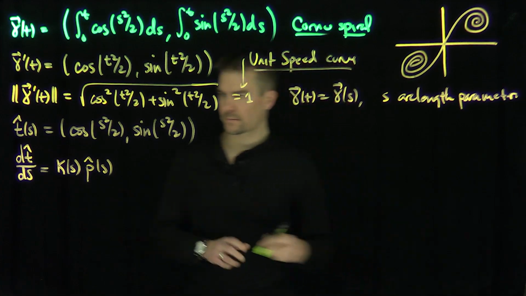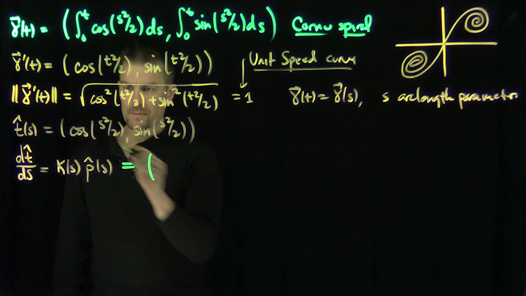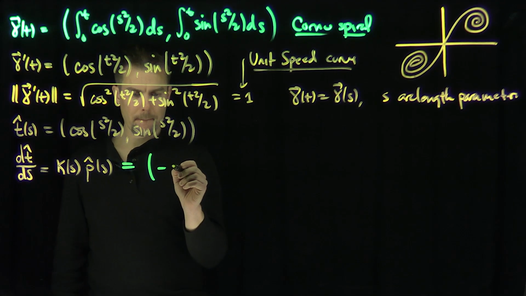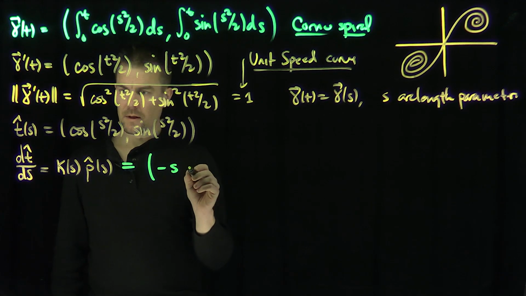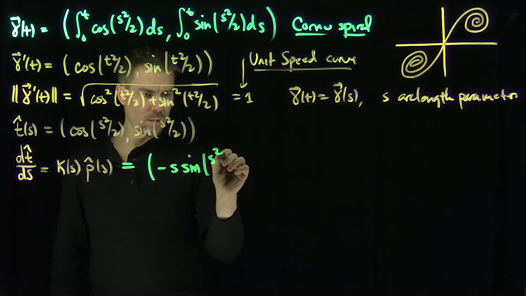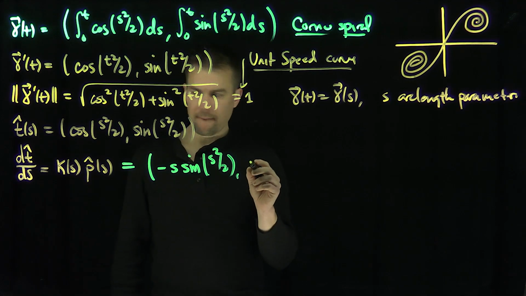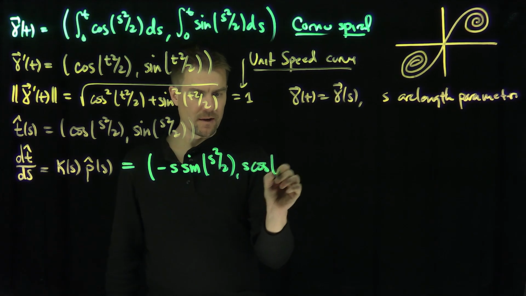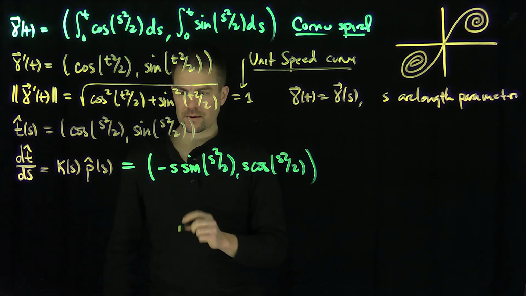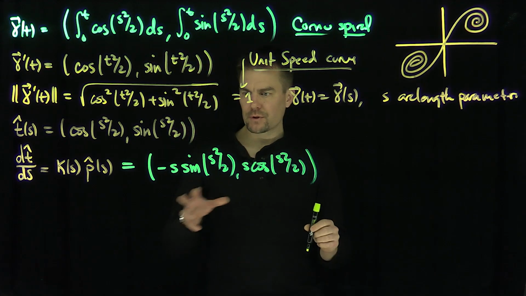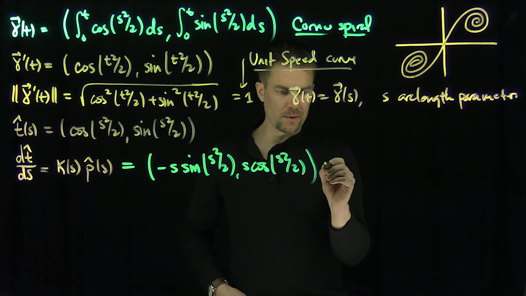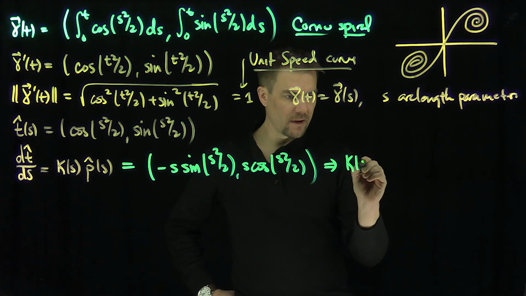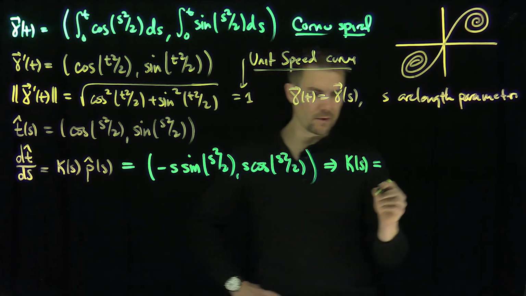So dT/ds is going to be negative s sine of s squared over 2, and then a positive s cosine of s squared over 2. And of course, the curvature is just the norm of this vector. So the curvature kappa of s is just the length of this vector.